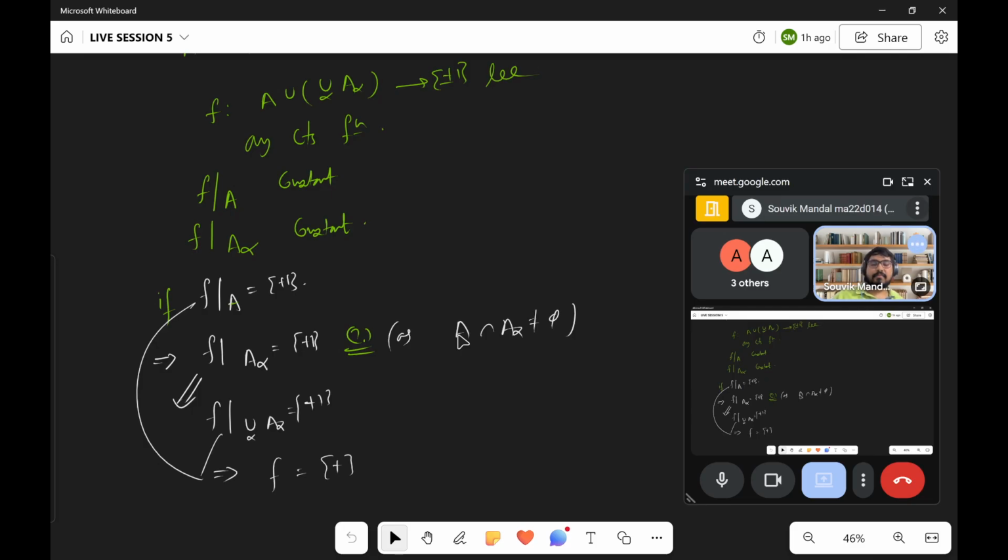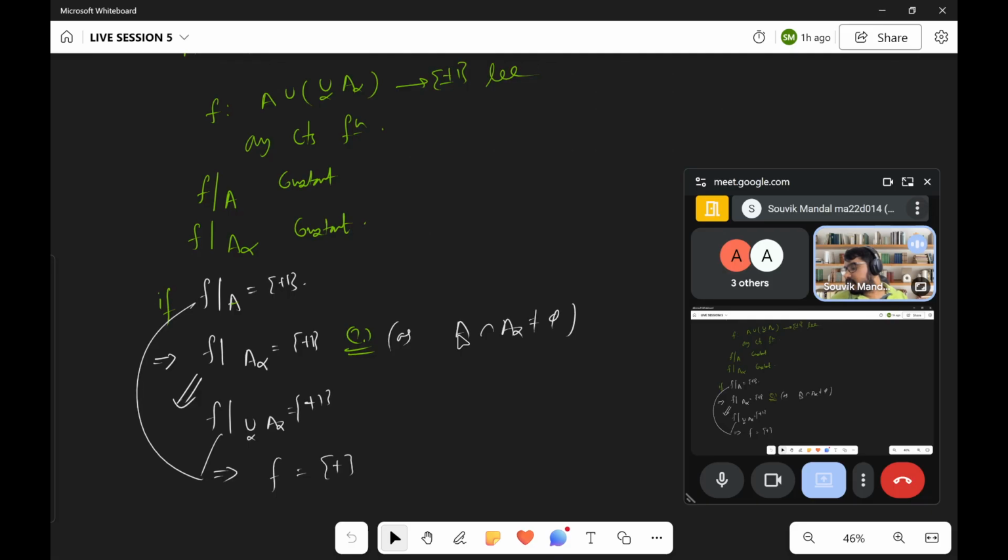Is the argument clear? Yes, sir. As you have noticed, no sooner do we use the function method, the process of showing connectedness becomes much easier. So that's why this method has an advantage in showing something is connected. That's why in the exam also you can use this method for showing connectedness. Okay.